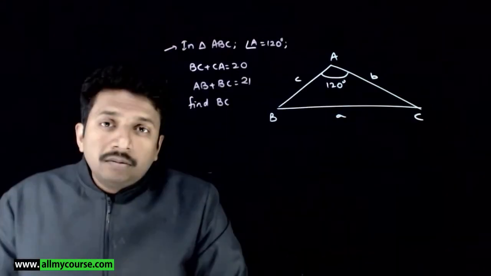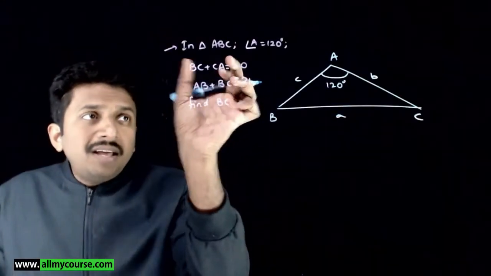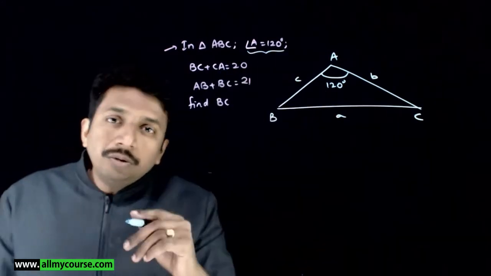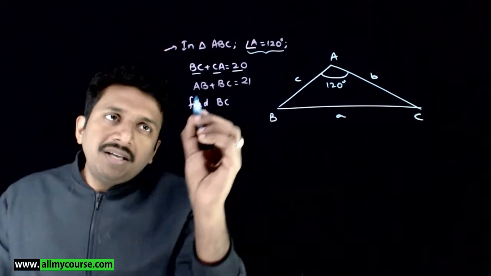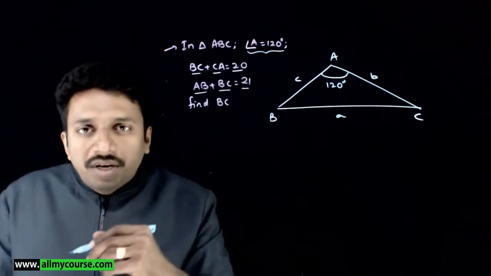Thank you. So in this question, you're given that in a triangle ABC, angle A is equal to 120 degrees and BC plus CA is equal to 20, AB plus BC is equal to 21.